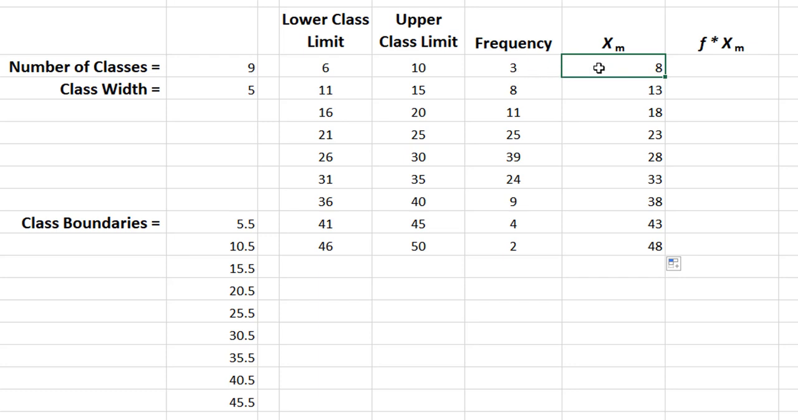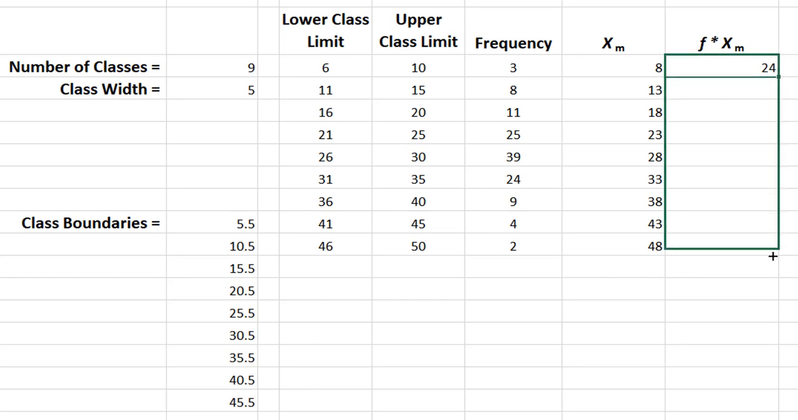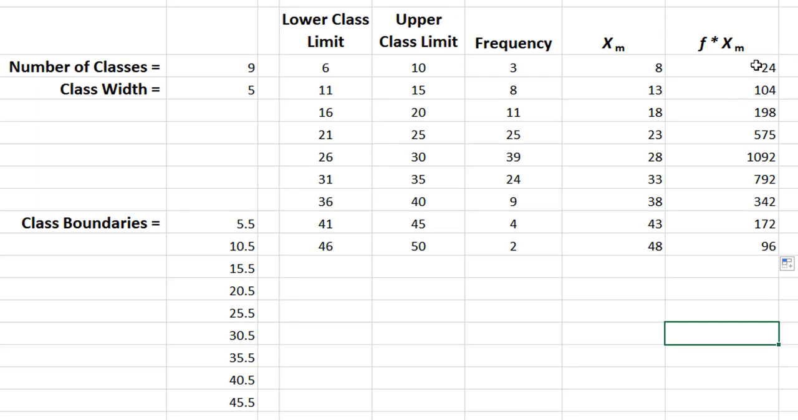Okay, so in this column, we take each frequency and we multiply it by the class midpoint for that class. So it will equal this 3 times that 8, and I'm going to press enter. And now I'm going to just drag and drop all of that down. And this gives me the frequency times the class mark. Let me try to explain this in a little bit more detail.